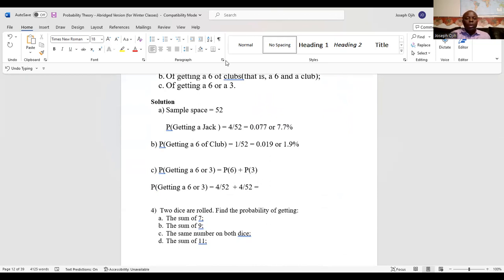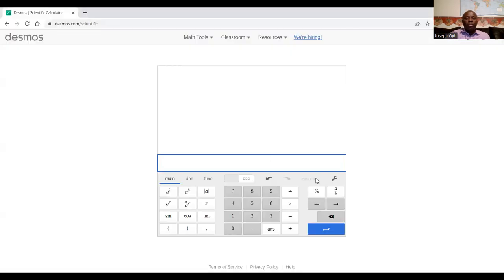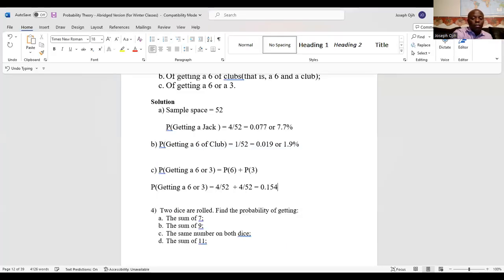So let's do it. We go to our calculator. We have 4 over 52 plus 4 over 52. The answer becomes 0.1538, it continues, so we round it to 0.154. Or if you like, you can call it 15.4%. Any questions?